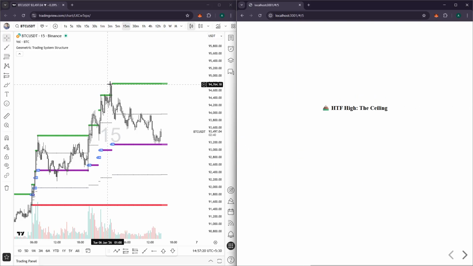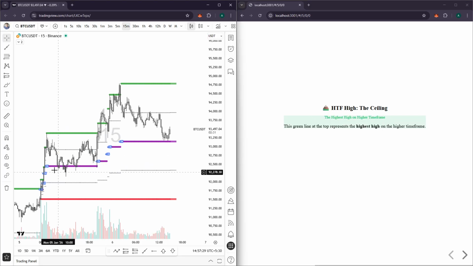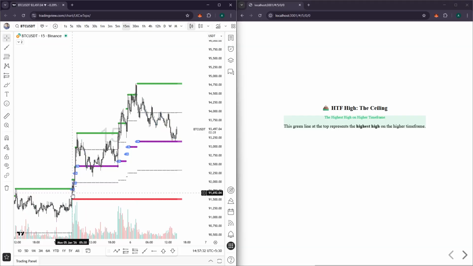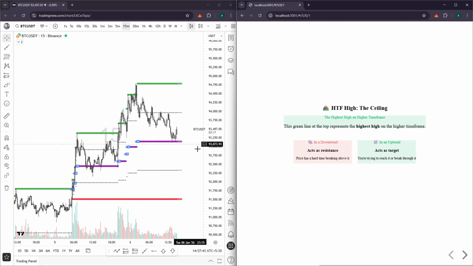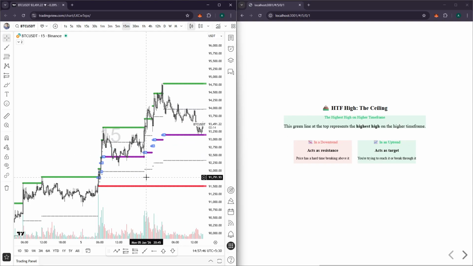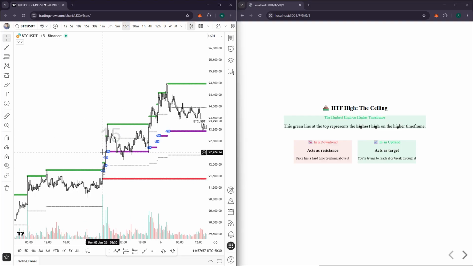Now let's talk about this HTF high. This is the highest high on the higher time frame, which we calculate from Monday moving forward through the whole week. This green line at the top represents the highest high on the higher time frame. In a downtrend, this acts as resistance, and price has a hard time breaking above it. In an uptrend, it acts as a target. The market was in an uptrend, and how do you know if it's an uptrend? The midpoint is moving up.